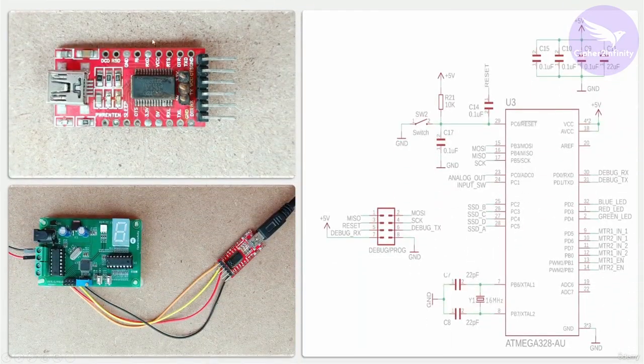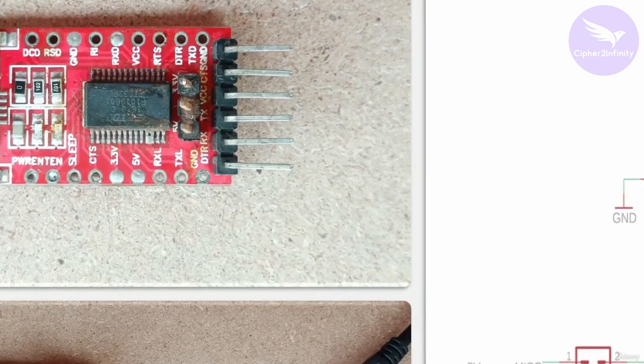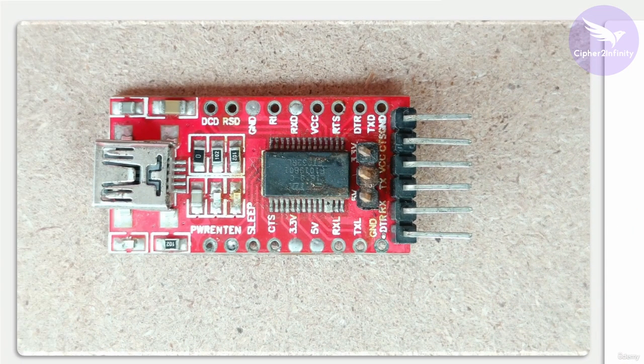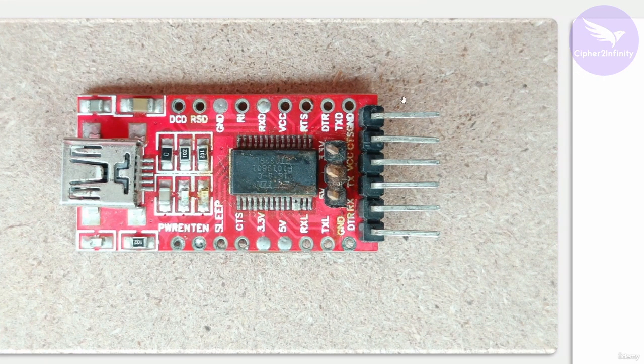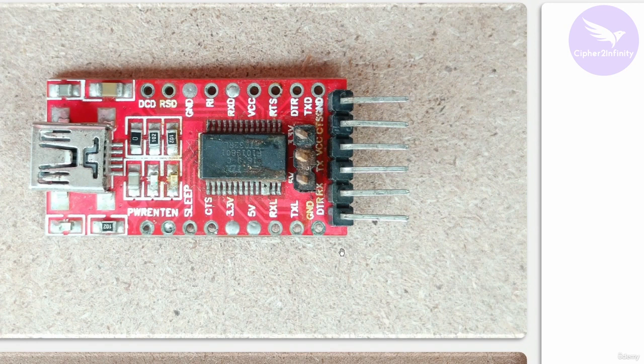Now let's see the pin configuration of the USB to UART converter. On this converter, you can see there are different pins. They have given the names of all the pins, but not all of them are important. We are just interested in the pins to which this header is connected. DTR pin is important, RX pin is important, TX pin is important, VCC is not important, CTS is not important, and ground is important. So we are just interested in 4 pins: DTR, RX, TX, and ground. We are not interested in VCC and CTS.